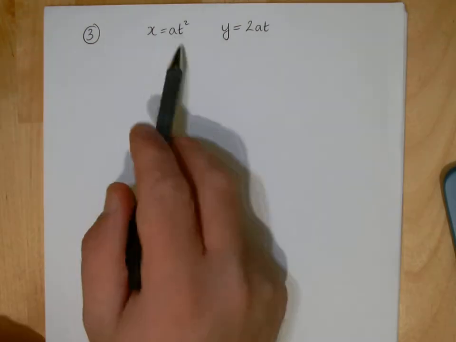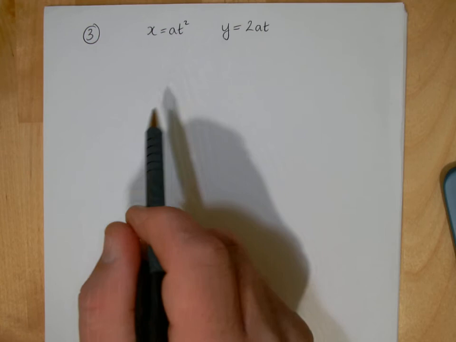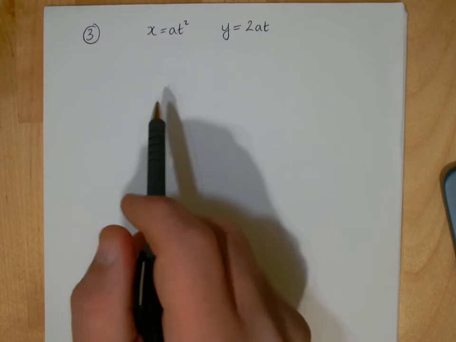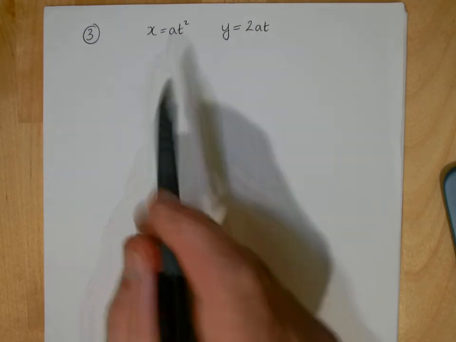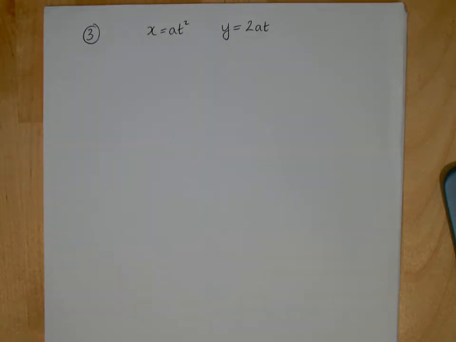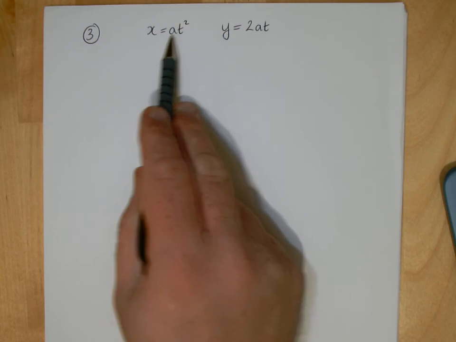Okay, so in this case, we've got x equals at squared and y equals 2at. Now, with parametric equations, we should expect the parameter to be in terms of t and theta. Those are the letters they're usually in, right? So don't get confused or put off when suddenly there's a letter a there as well.